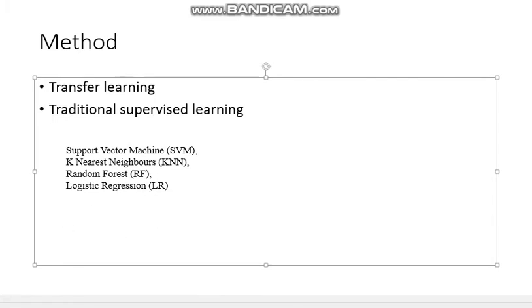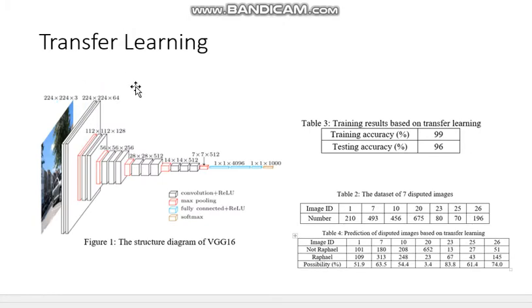Now let's look at the transfer learning. This is the structure of VGG16. We modify the last layer so we can output a 0-1 class label. And then we train the whole VGG16 on the training data. We got a training accuracy of 99. And then we tested it on the testing data and got a testing accuracy of 96.